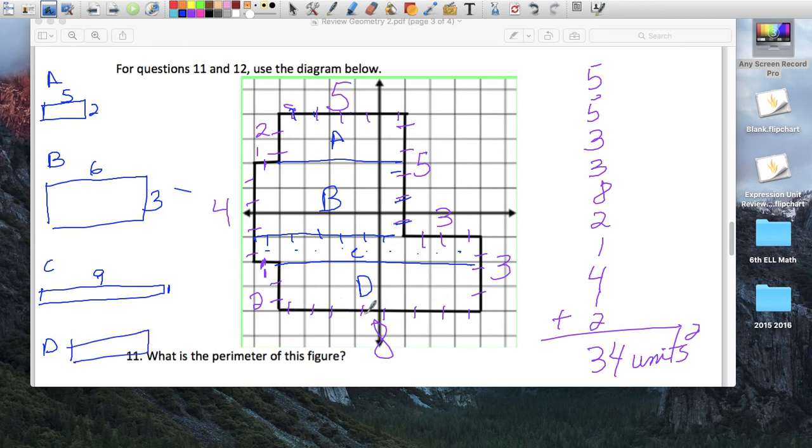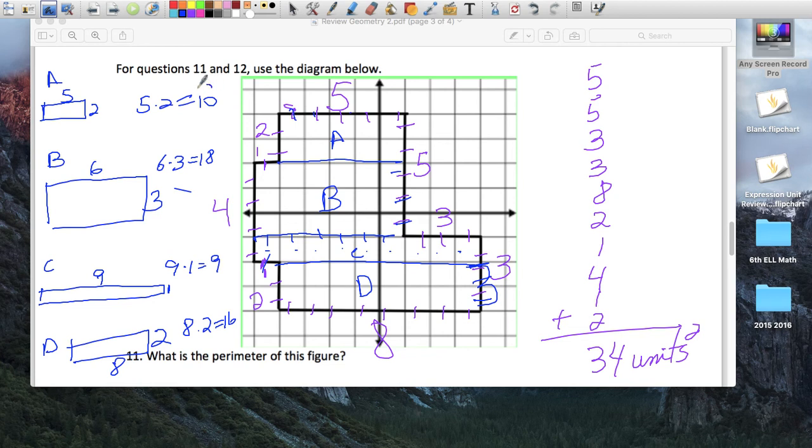Rectangle D is 1, 2, 3, 4, 5, 6, 7, 8 across, and rectangle D is 1, 2 because it only goes up to here, so it's 1, 2. Alright, so I have the dimensions of my rectangles. This is a 5 times 2, which is 10. This is a 6 times 3, which is 18. It's 9 times 1, which is 9. And the last one is an 8 by 2, which gives you 16.